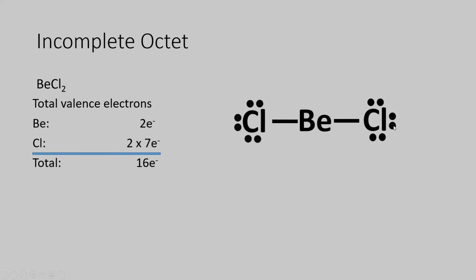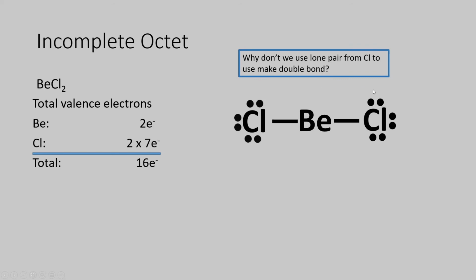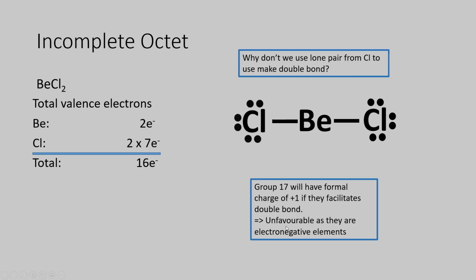So kita ada 1, 2, 3, 4, 5, 6, 7, 8, 9, 10, 11, 12, 13, 14, 15, 16. Kita dah guna semua. So kenapa kita tak guna lone pair for group 17? Kalau group 17 kita tak nak guna the lone pair sebab bila kita guna dia punya formal charge akan dapat +1. Okay, hari tu saya cakap group 17 tak lebat kan. Sebabnya is kalau kita buat double bond dia akan dapat plus. So you tahu kan chlorine is very electronegative. So kalau dia ada plus punya charge dia tak sukalah.